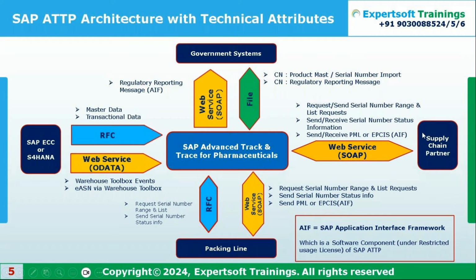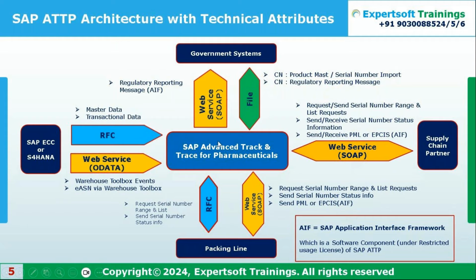What exactly the supply chain partner is doing is the same as a packaging line, but here the scenario is, if this supply chain partner is CMO, they are taking the serial number request, and they are providing the serial number status back like packaging line. But if they are the MAH, now our ATTP is requesting serial numbers from them, and once we have the serial numbers, we send the commissioning report to the MAH. That is the only difference.